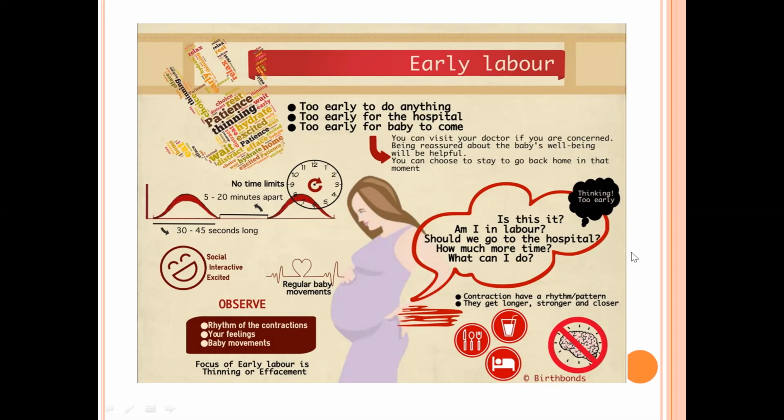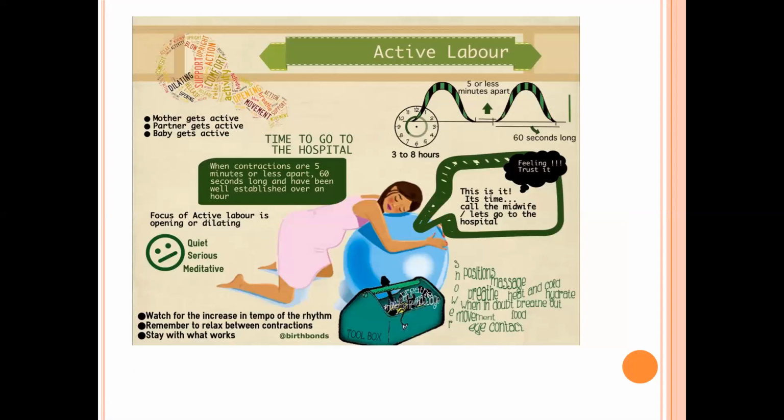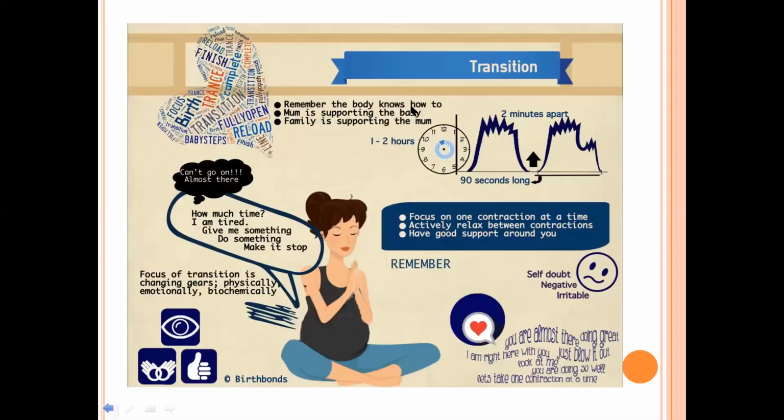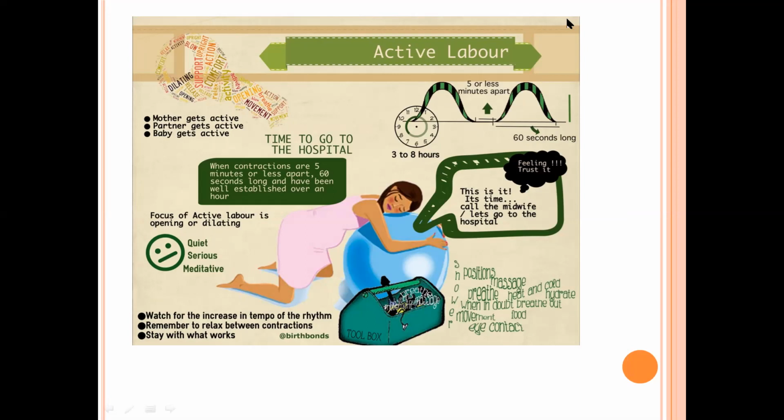Okay. When the tempo changes and we come to a contraction that is less or equal to 5 minutes apart, but the key is that it is 60 seconds long, then we can say that now she's in active labor. So at the end of her early labor, she should be fully or 90% dilated, effaced and 4 to 5 centimeters dilated. Some women could be 5 centimeters dilated and not in labor and moving around in the mall.